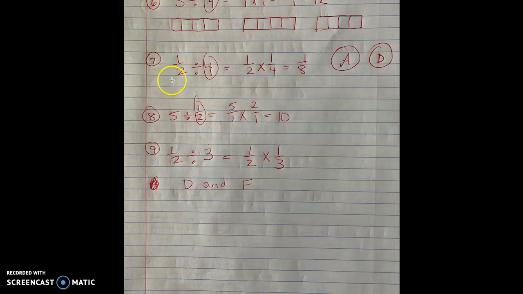On number 7, you have 1/2 divided by 4. So you're going to put 4 over 1. Then you're going to flip it, and it becomes 1/4. So 1/2 times 1/4 is 1/8. The correct pictures are A and D, the ones that show 1/8.